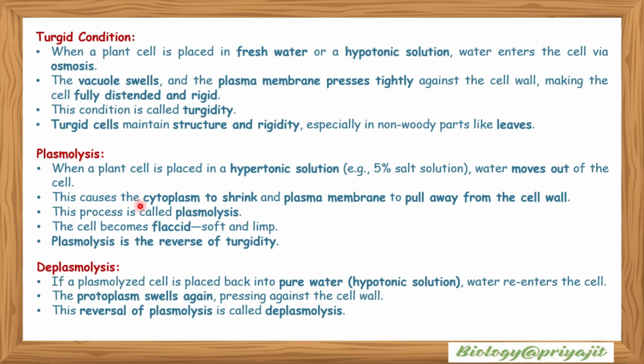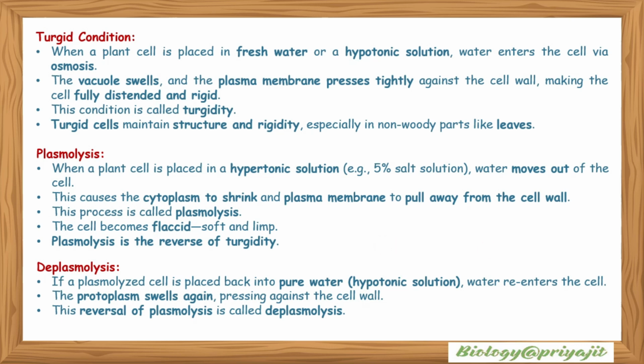Plasmolysis: when a plant cell is placed in hypertonic solution, for example 5% salt solution, water moves out of the cell. This causes the cytoplasm to shrink and the plasma membrane to pull away from the cell wall. This process is called plasmolysis. The cell becomes flaccid, soft and limp. Plasmolysis is the reverse of turgidity.